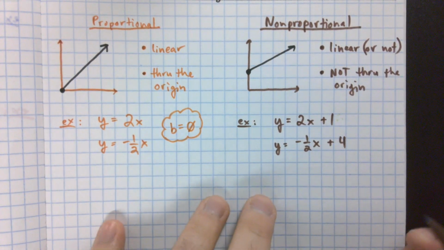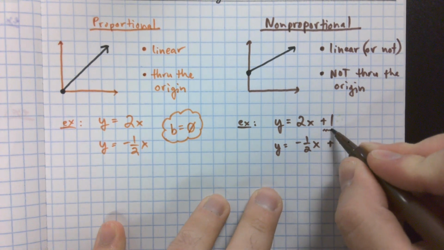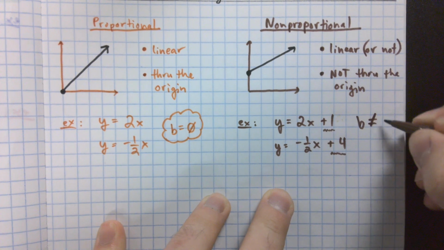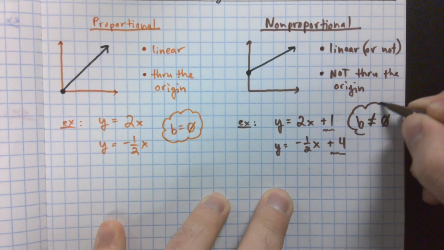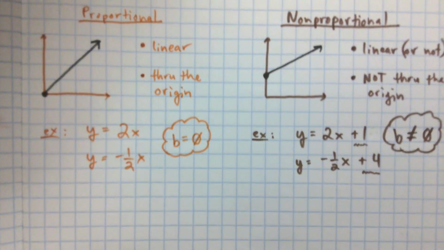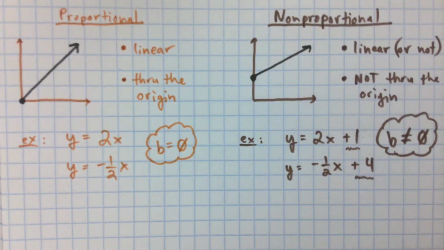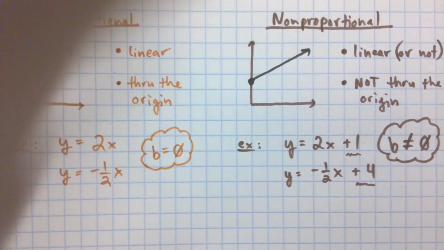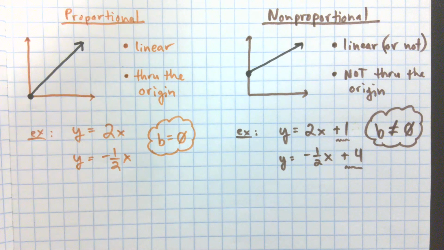For non-proportional, we see that we've got plus 1 and plus 4. So b will not be equal to 0. Zoom in here just a little bit so we can see better. And there's our difference between proportional and non-proportional. It's easy to get fooled, especially with the graphs, but I trust you guys know about that origin by now. We spent a lot of time talking about it.